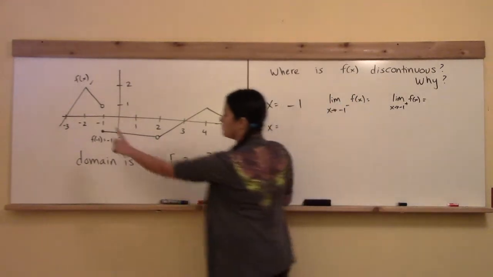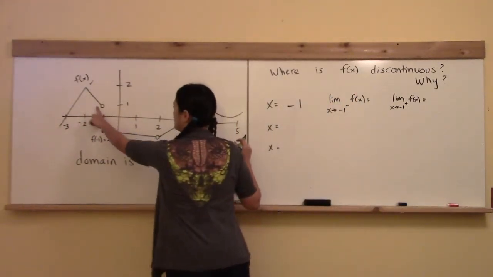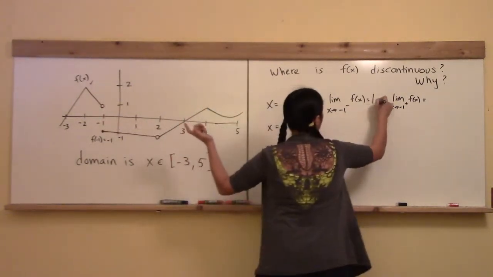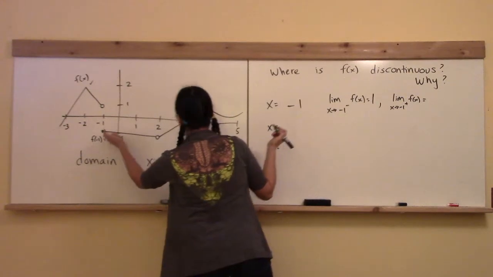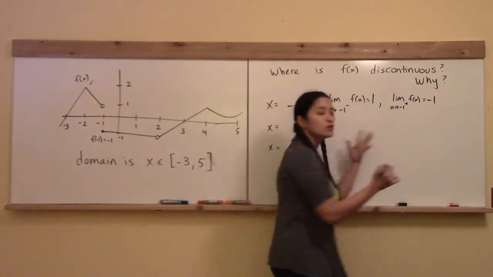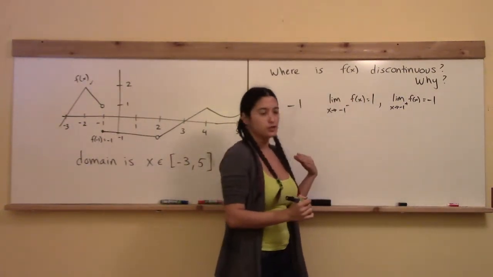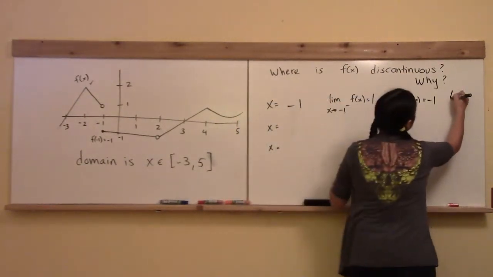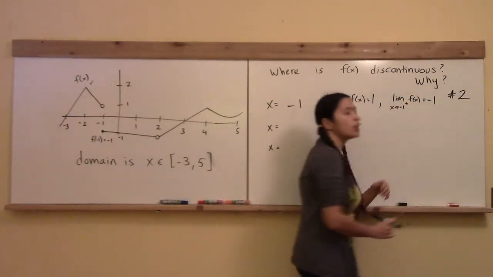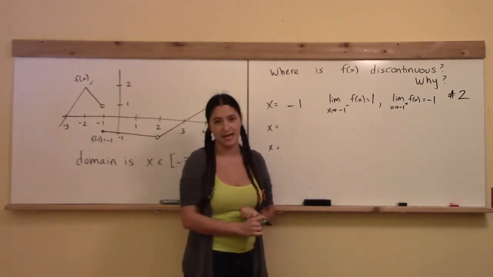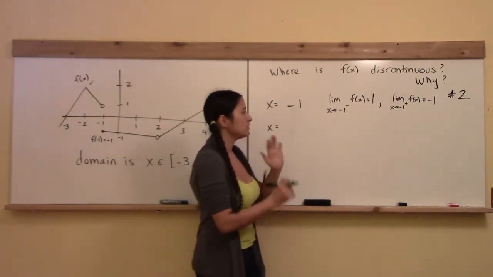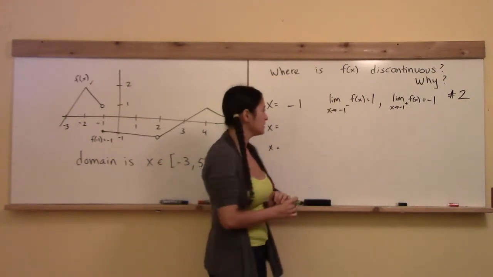Okay, let's see. When we're coming at it from the left, the height is tending toward 1. When we're coming at it from the right here, it's tending toward minus 1. So these are not equal. Okay, so why? Number 2 on the continuity checklist, the overall limit does not exist. So number 2 is the one that breaks down. Okay, that's why I put the number 2 there. The overall limit does not exist.